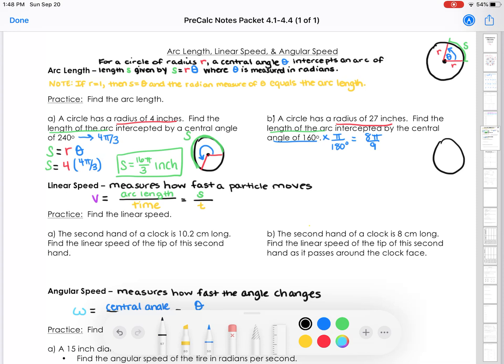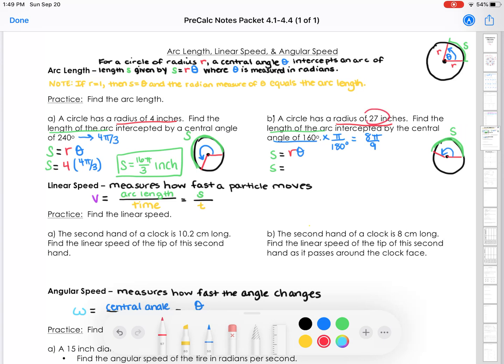Okay, so I have my circle. 8 pi over 9 is going to be in that second quadrant. So I have my radius here, 8 pi over 9 somewhere over here. Here's the angle, 8 pi over 9. And I'm looking for this arc length. All right, so we know that arc length is going to be equal to r times theta. So we're just going to use the given information. We don't know the arc length, that's what we're searching for.